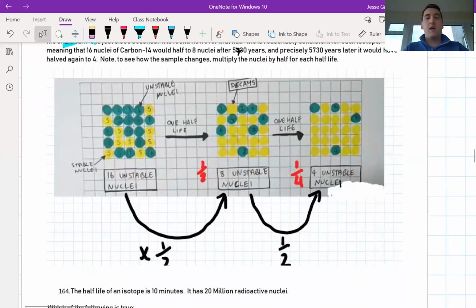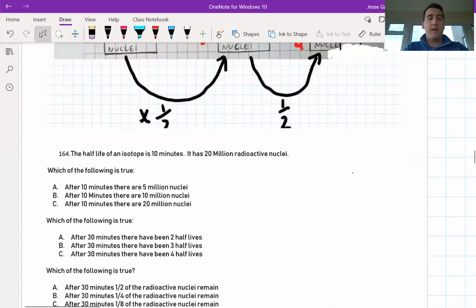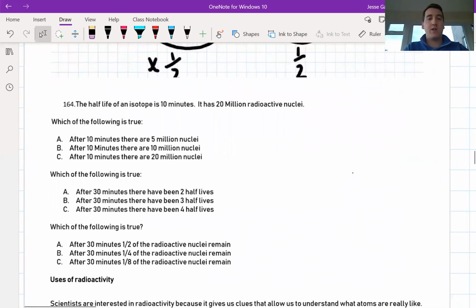To make sure that we've understood this, what I want you to do is we're going to do these questions here in question 164. I'm just going to go through the first one with you to make sure you understand how it works. The half-life of an isotope is 10 minutes. Thinking about what that means, every 10 minutes, the number of radioactive nuclei in a sample will decrease by half. It has 20 million radioactive nuclei. Then it's asking which of the following is true.